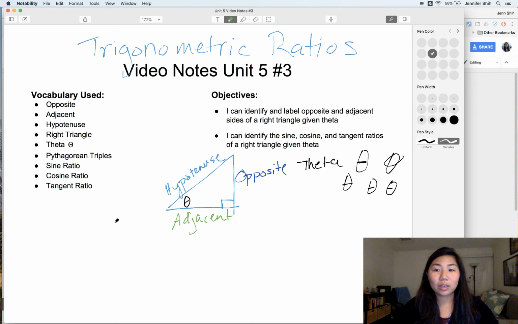Okay? So the colors don't make sense. Don't worry about the colors. I'm just struggling. But these are the three sides of the triangle.